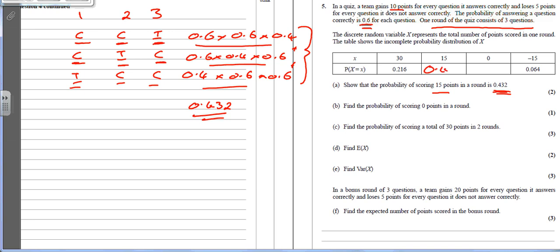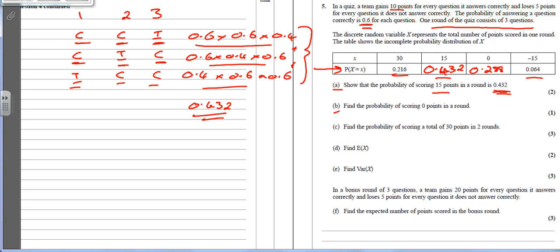So 0.432. Find the probability of scoring 0 points in a round. Now, just like the previous question, we've got to know that all the probabilities have to add up to 1. So we're going to do this plus this plus this, then 1 take that away, or take it away from 1. So 0.216 plus 0.432 plus 0.064. Take that away from 1, and you get 0.288. So that's part A and part B done.